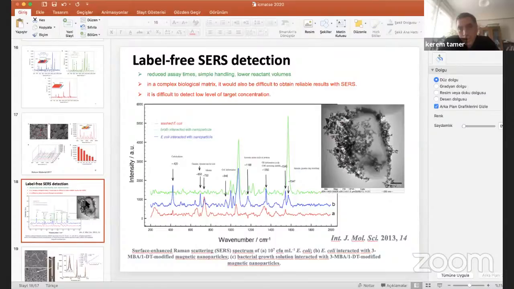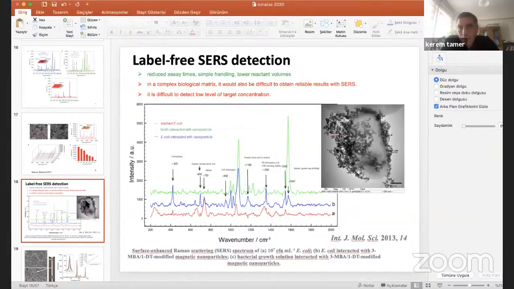In our another application, as I mentioned, SERS is a label-free technique. You can detect without using a label. You can detect a target, for instance a virus, or you can detect bacteria or toxin, but you can also use a special probe, such as an aptamer, an antibody, or another probe, because selectivity is the most important parameter here.